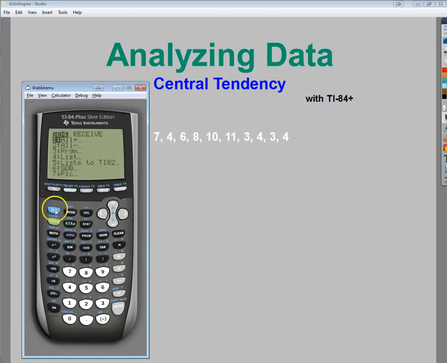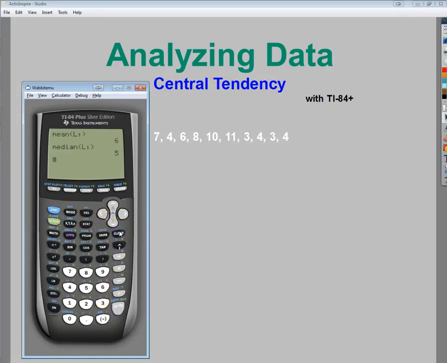If I want to know what the median value is, whoops, second list, I need to go over to the median here. So I'll do second list again. I'll choose list 1. And there it is. Now, to find the mode, and I think I already found the median. Make sure. Yeah, I did.